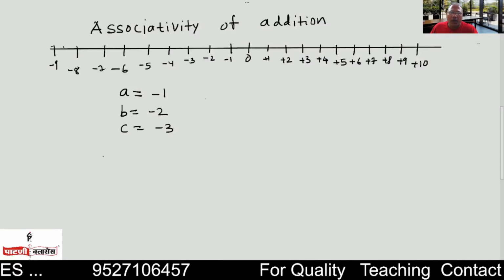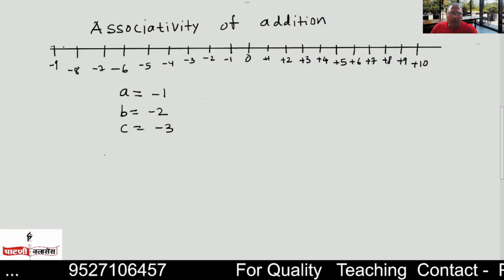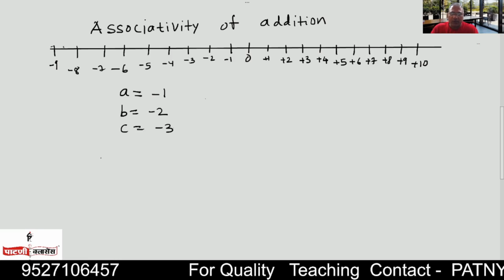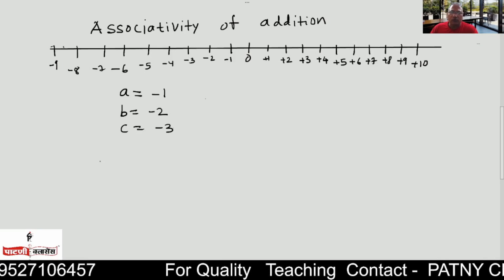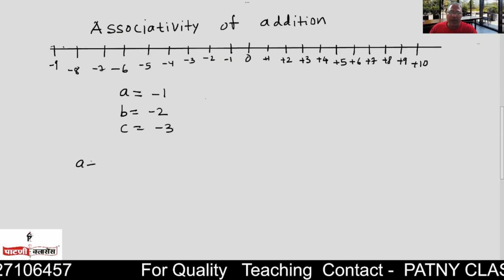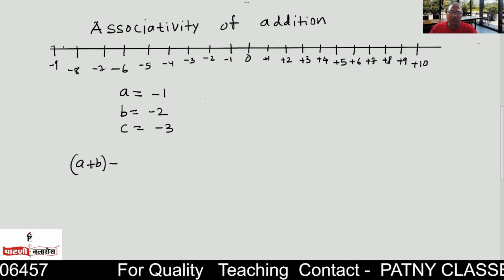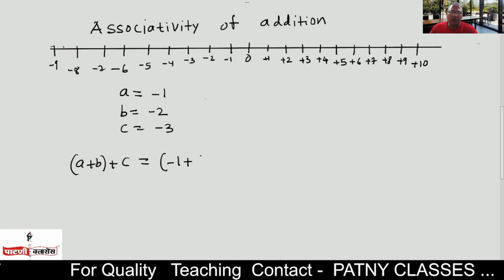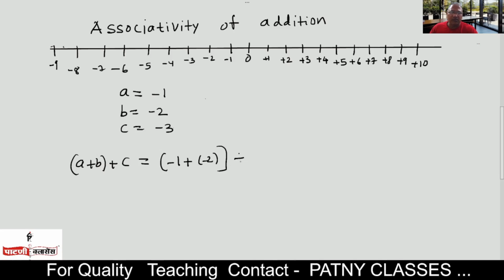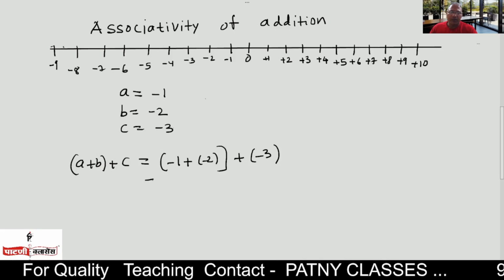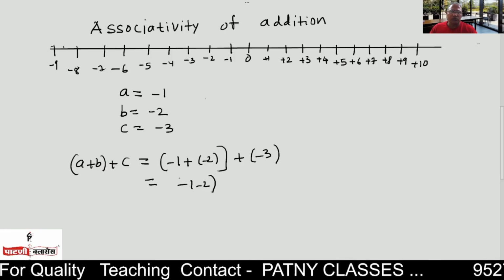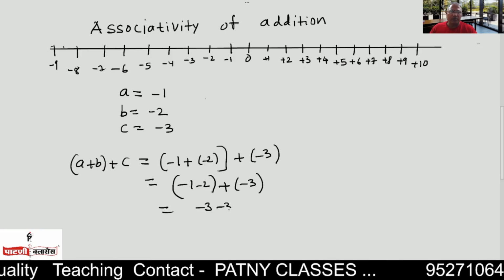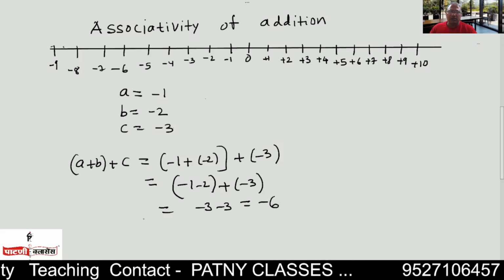Now I am going to explain associativity of addition. For that I selected three numbers: a equals -1, b equals -2, and c equals -3. Now let us add a plus b plus c. That is, a plus b is added first, -1 plus -2, then c is added, -3, equals -1 -2 -3 equals -6.